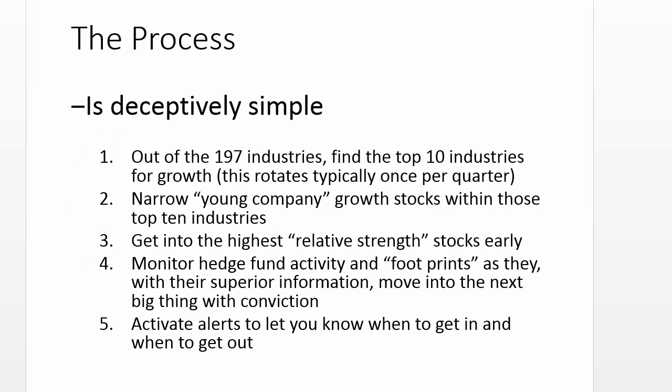So the idea with this is it's actually deceptively simple, okay? So this is the process. Out of the 197 industries, you find the top 10 industries for growth. This rotates typically once a quarter. Then we narrow to young company growth stocks within those top 10 industries. From there, we get the highest relative strength stocks early, get into those early.